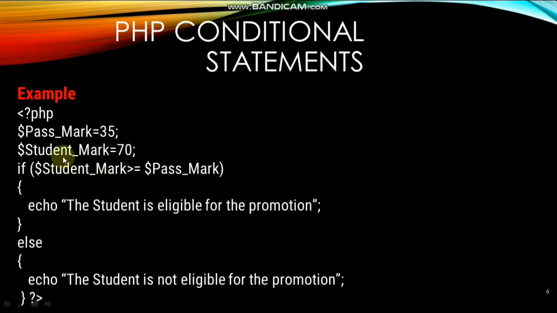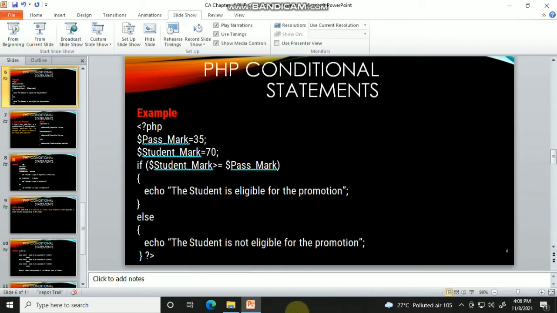Yes, of course, the student mark is equal to 20, so he is not eligible for promotion. Now can you understand? If the condition is true, the true block will be executed. If the condition is false, the else part will be executed. Clear, children? So this is a very important question.